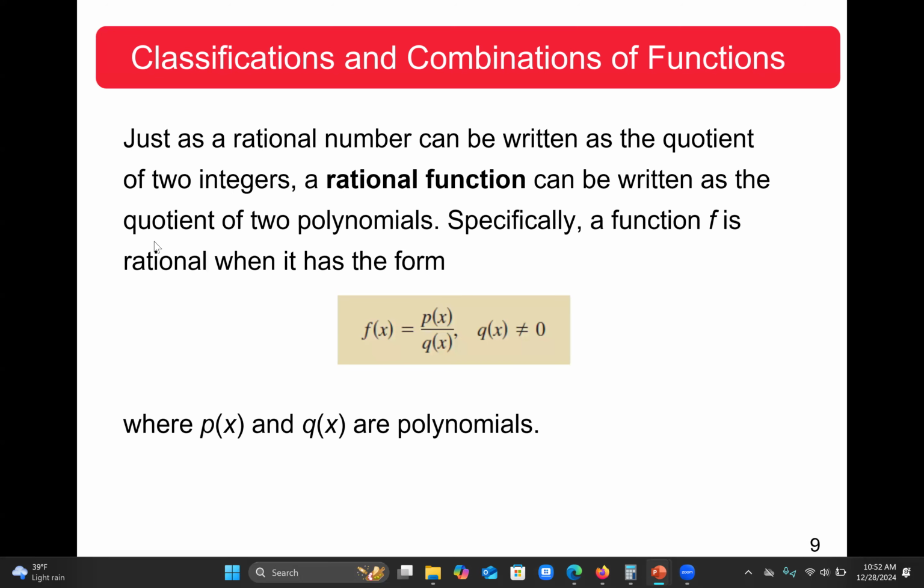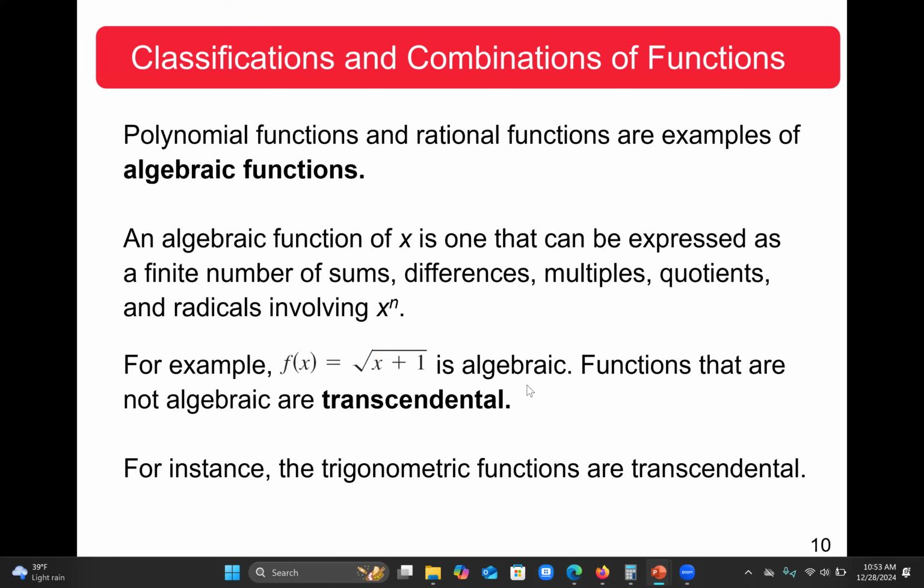Now, the next we have, just as a rational number can be written as a quotient of two integers, a rational function also can be written as a quotient of two polynomials. So for example, here we have f(x) = p(x)/q(x). This is also a rational function. So we say a rational function can be written as a quotient of two polynomials, f(x) = p(x) divided by q(x), only if q(x) is not equal to 0. So both p(x) and q(x) are polynomial functions.